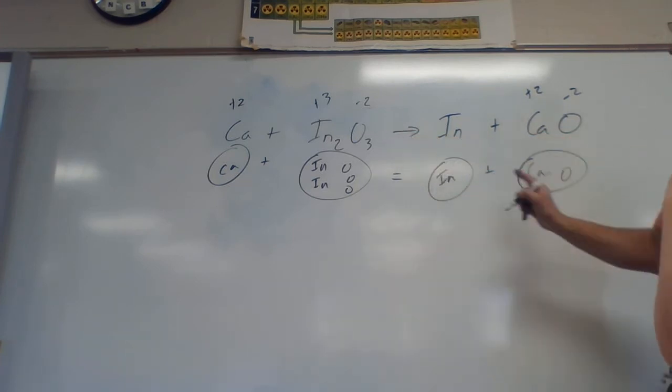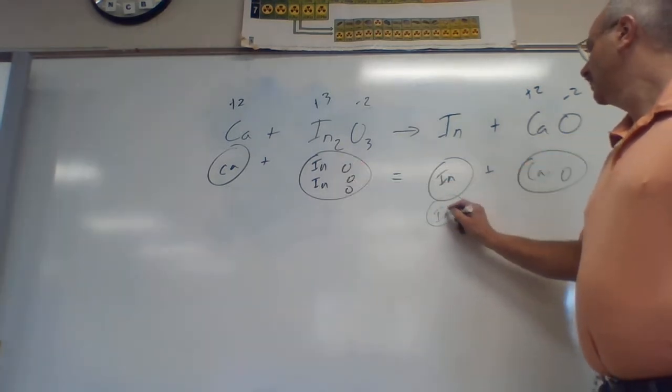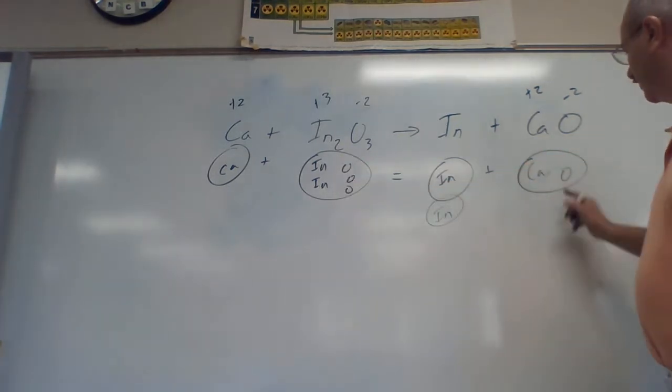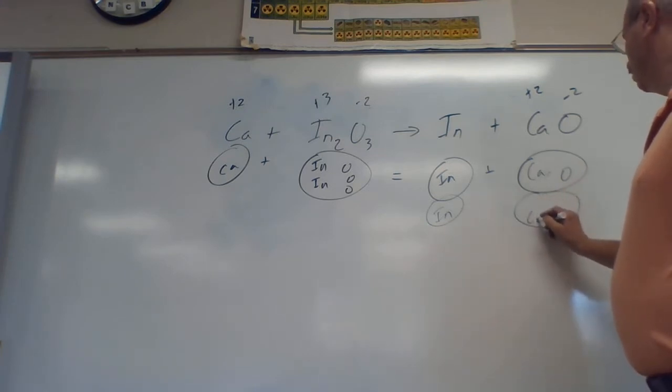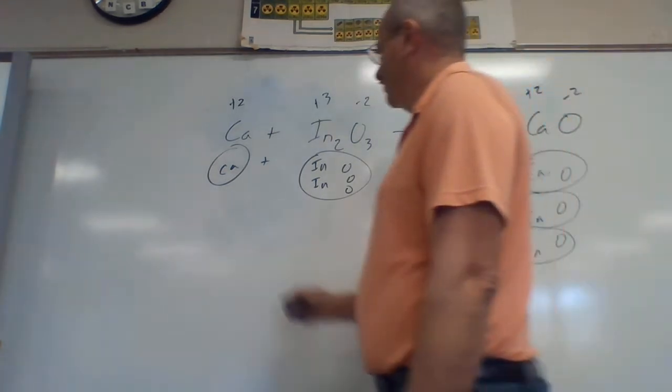So I got one Ca, that's even. In's, 1, 2, 1, so I need another one. Then I got 3 O's, 1 O. Oh, I need some more of this. There's 2. There's 3. There's 3 O's. I need some more Ca's.